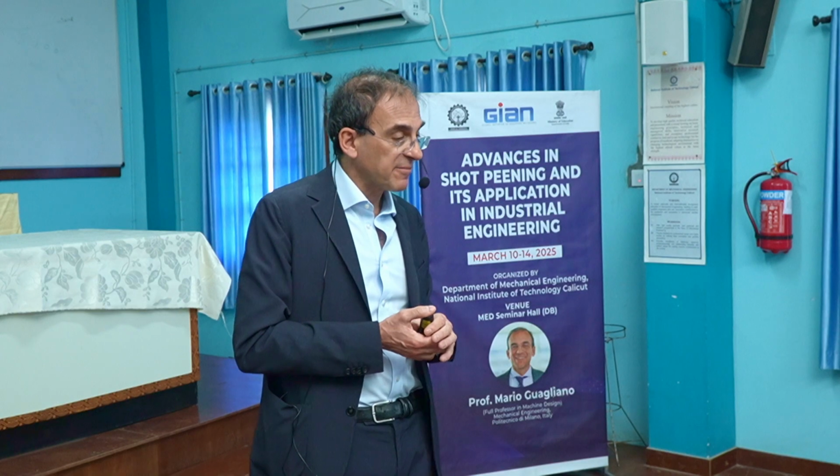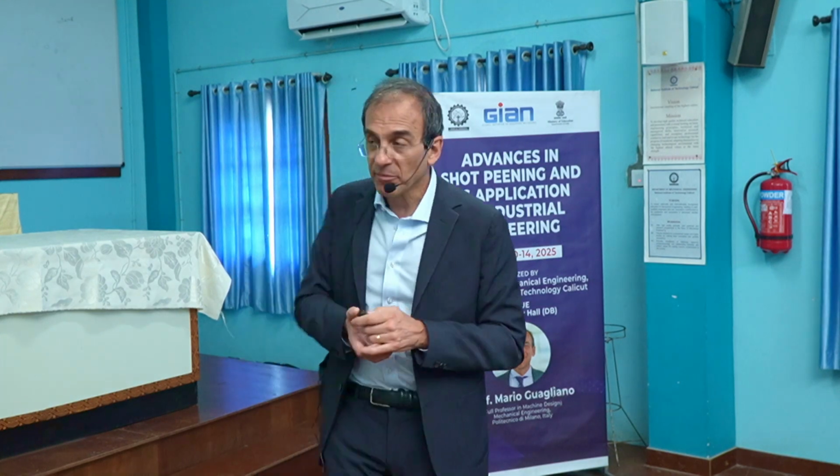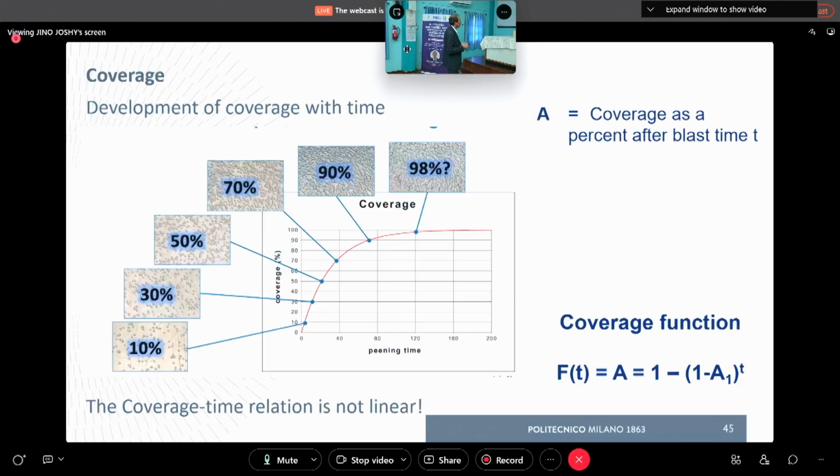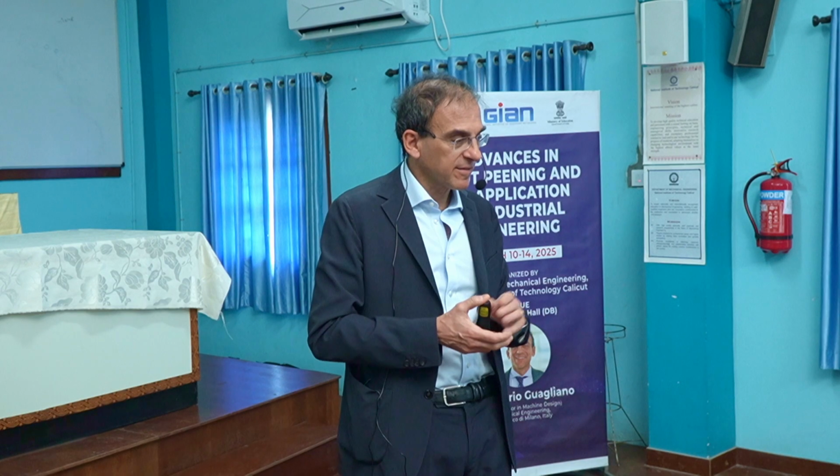And this is the Avrami function that is reported here. It is 1 minus e to the power of minus A1 times t. t is the peening time. A1 is the coverage as a percentage after a unit of time. So after a unit of time, 1 second or whatever it is, this is the function we are using.